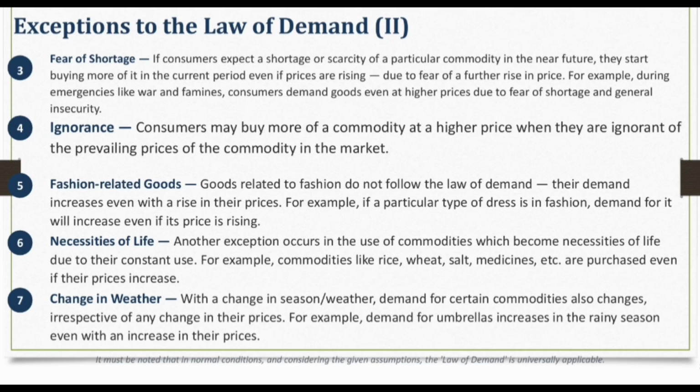And seventh is the change in weather. With the change in season or weather, demand for certain commodities also changes, irrespective of any change in their prices. For example, demand for umbrellas increases in the rainy season even with an increase in the prices. Right? So basically, people need umbrellas in the rainy season. Even if their prices are rising, people would need them, right? So therefore, people are going to be buying more of the umbrellas even at higher prices.